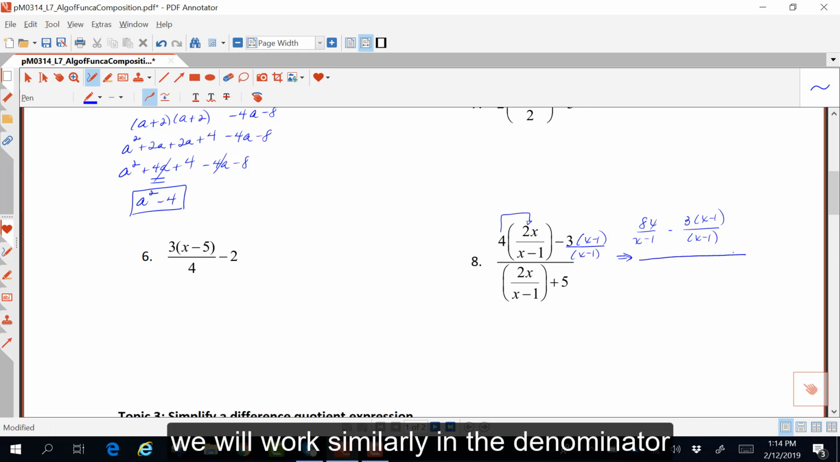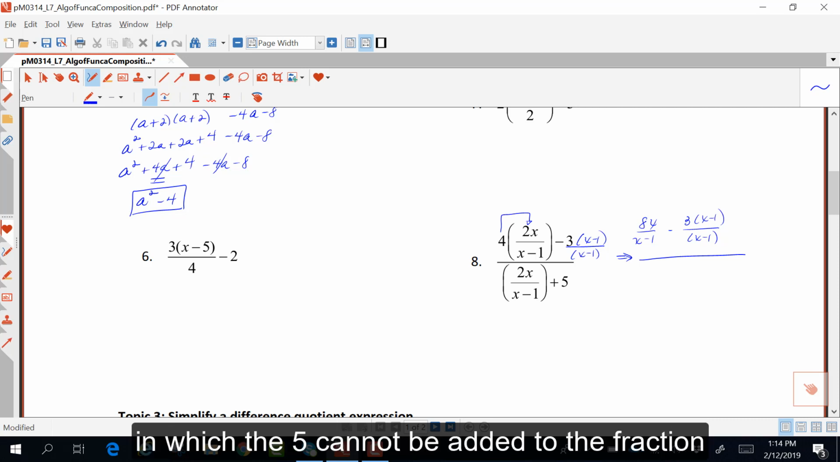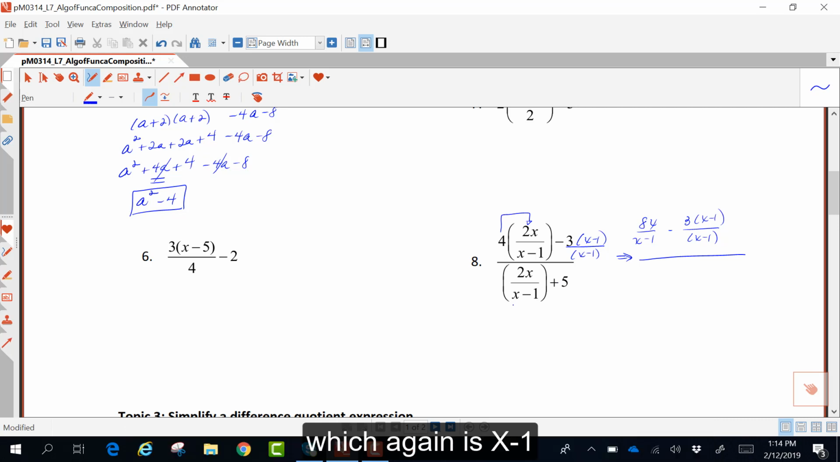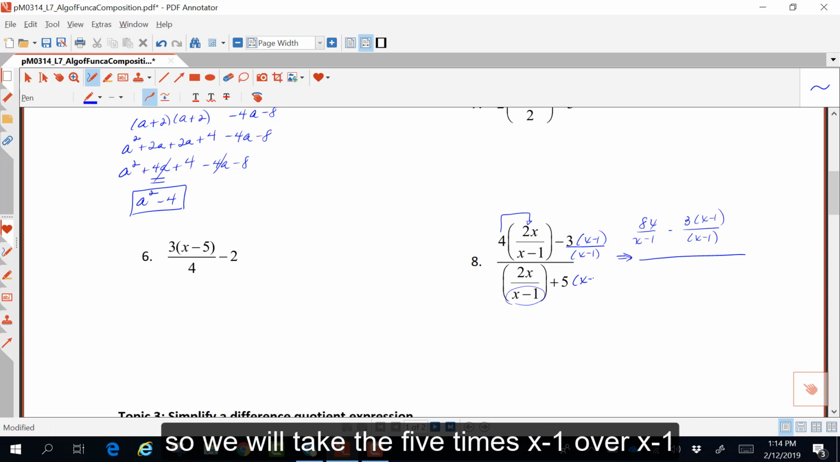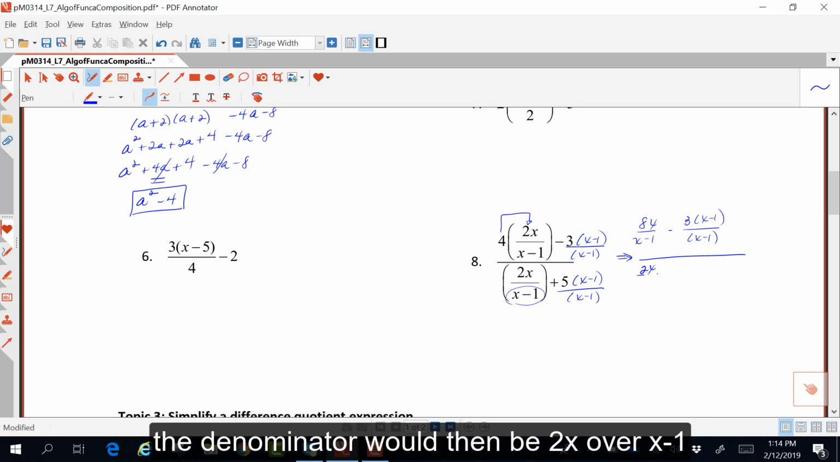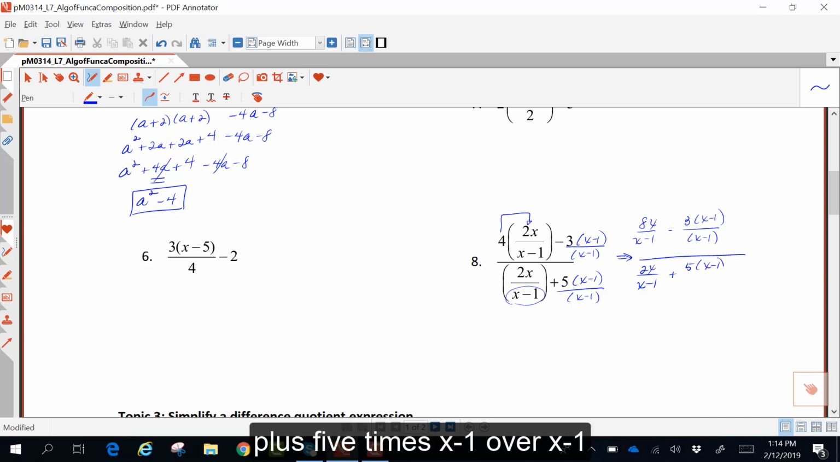We will work similarly in the denominator, in which the 5 cannot be added to the fraction unless we get the denominator to be the same, which again is x minus 1. So we will take the 5 times x minus 1 over x minus 1, something equaling 1, which will not alter the value of the 5. The denominator would then be 2x over x minus 1 plus 5 times x minus 1 over x minus 1.